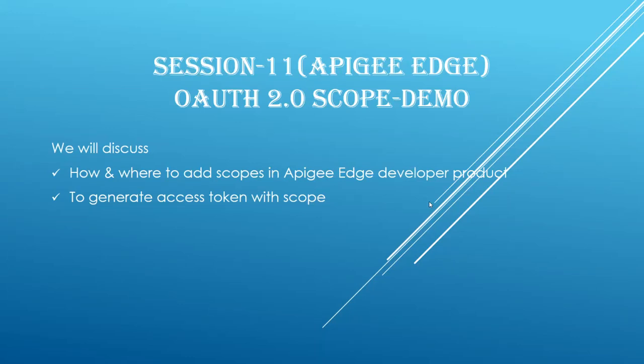Hi, this is session 11 of Apigee Edge course for beginners. In this video session, we will see a demo on how to generate an access token with scope and how to verify an access token along with scope. That is, whether an access token is associated with a scope or not.